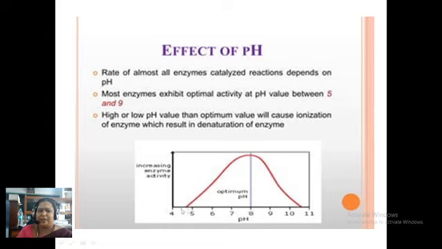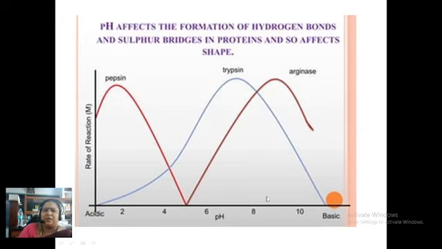So here also increase in pH will lead to increase in reaction, but up to a particular pH. This pH is called optimum pH. Optimum pH is 8. After that, ionization will occur, that leads to denaturation of the enzyme. So this picture also shows that pH affects the formation of hydrogen bonds and sulfur bridges in proteins.